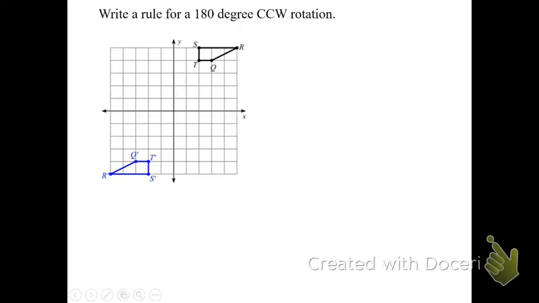So I'm going to write down the coordinates of T and T prime. And you got to be real careful with writing them down so that you can figure out your rule correctly. So the coordinates of T are right 2 and up 4. The coordinates of T prime are left 2 and down 4.